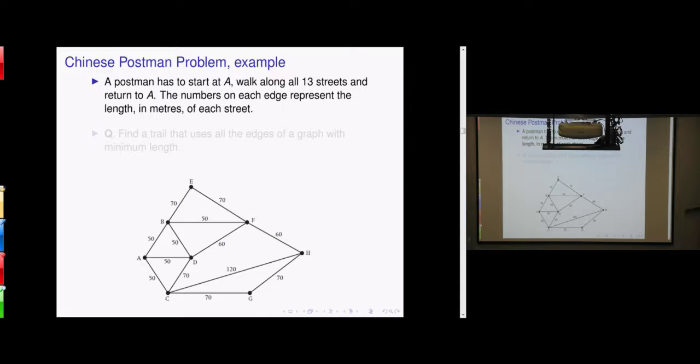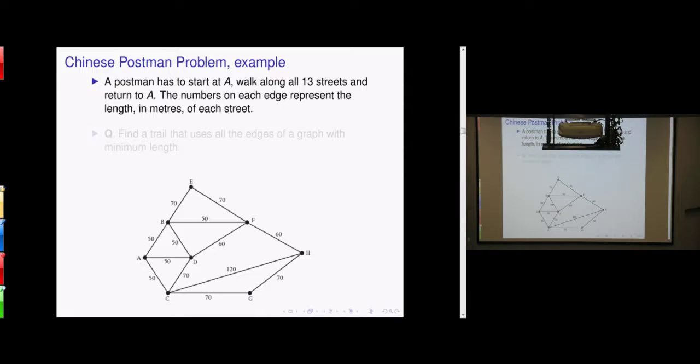Okay, so then we are moving on to the next topic. It's called the Chinese postman problem. I'm going to state the problem in general on the next slide, so this slide is just an example. So imagine a postman. And nowadays with emails, you seldom see a postman anymore, right? Anyway, imagine that someone is a postman who has to start from A, walk along all 13 streets, and return to A.